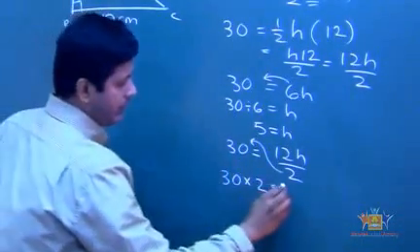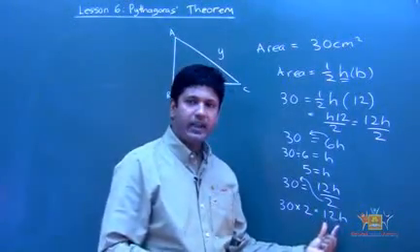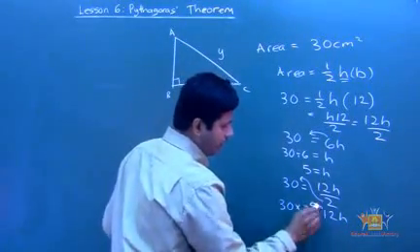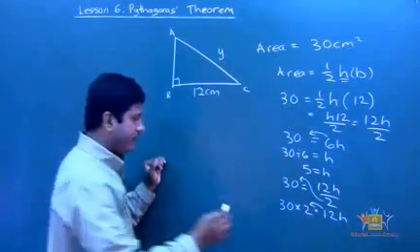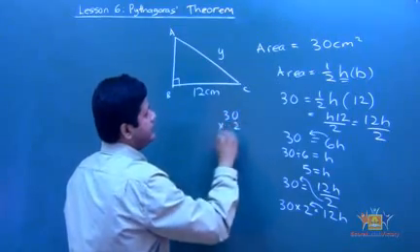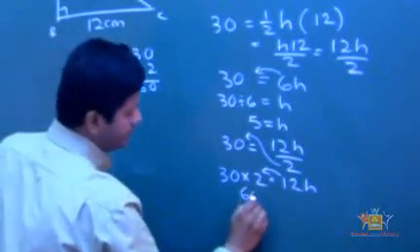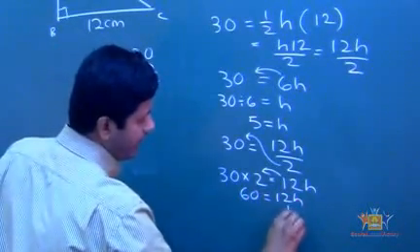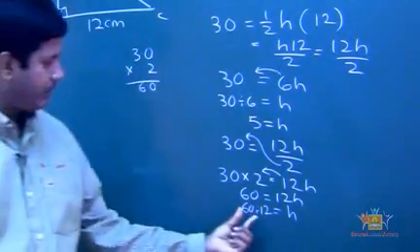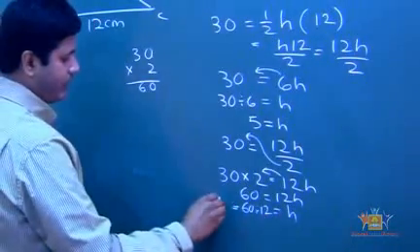Now I'm still isolating h. The 12 is still there, so I've got to take 12 across. What's 12 doing to h? It's multiplying. So 12, which is multiplying, across the bridge becomes division. But before that, what's 30 times 2? 2 times 0 is 0, 2 times 3 is 6, so 60. So 60 equals 12h, so h equals 60 divided by 12. From the timetable, 60 divided by 12 is what? 5. So h is 5.